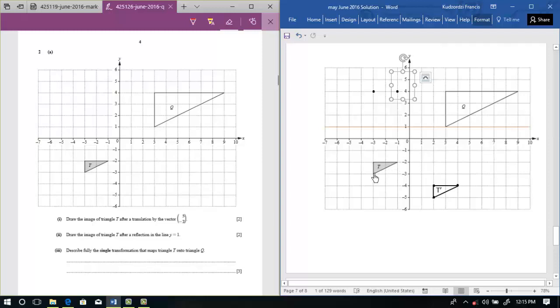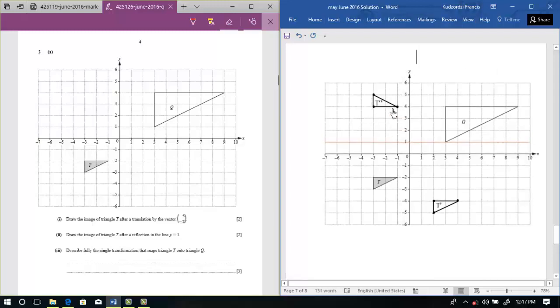And then for this one, we have 1, 2, 3, 4 over here. We have 1, 2, 3, 4 over here. So that is 5. That's negative 3, 5. So this is the image of T under the reflection in the line y equal 1. Now describe fully the single transformation that maps T onto triangle Q.